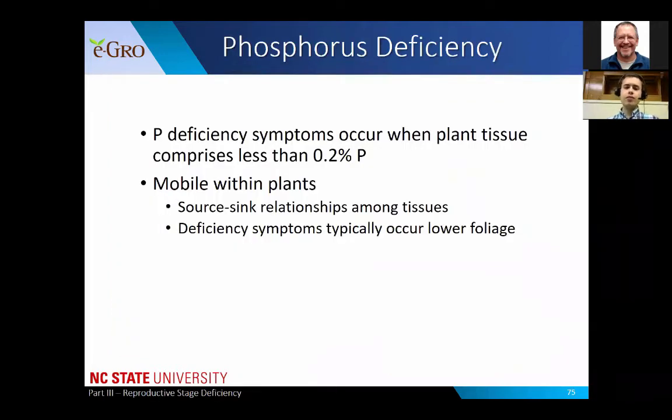So just to go over phosphorus deficiency a little bit, phosphorus deficiency symptoms typically occur when plant tissues comprise less than 0.2% phosphorus. And phosphorus is mobile within plants, of course, and so the source-sink relationships among tissues help to define where the phosphorus deficiency symptoms occur. And typically, because it's mobile, we see the phosphorus moving out of the source tissues or the lower mature tissues, such as the lower leaves, and into the sinks, such as the upper leaves and the flowers. And so this explains why deficiency symptoms typically occur on the lower foliage of your plants.